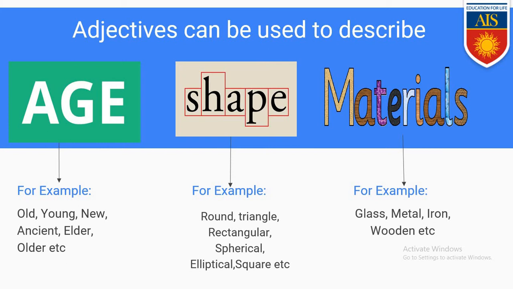Also, to know about the material, what material they have used to make the noun, we use adjectives. Like, is it made of glass? Is it made of metal? Is it made of iron? Is it made of wood? To understand the material that the noun is made of, we use adjectives.